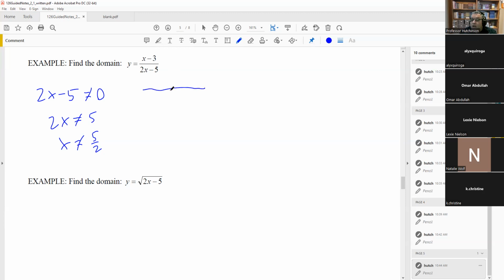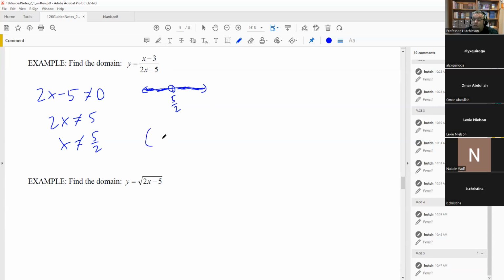Now, if you want to look at this on a number line, you don't have to do a number line on these kinds of problems. But what I would have is a number line that includes everything except for 5/2. Okay, so that's basically what I'm saying here. All the other numbers are fine, except the number 5/2 itself cannot be included in my domain. So the way that we're going to write this interval notation is we're going to include all the numbers before 5/2 and all the numbers after 5/2.